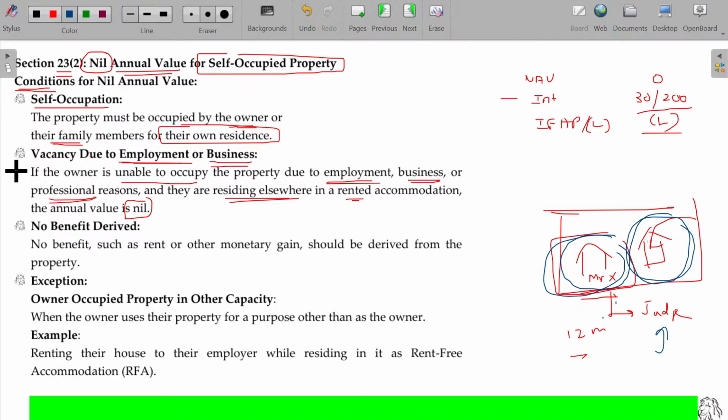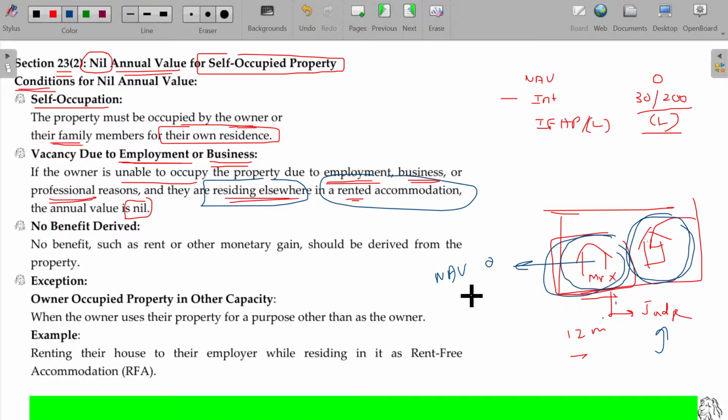If the owner is unable to occupy the property due to employment or business or professional reasons, and they are residing elsewhere in rented accommodation because of the professional reasons, saying, sir, I cannot stay here. Okay, then you are excused. In that case, that house property is considered as what? Self-occupied only. So here NAV is 0. Else, expected rent will be the NAV. Okay, GAV, and from there municipal tax can be subtracted and you have to pay the tax.